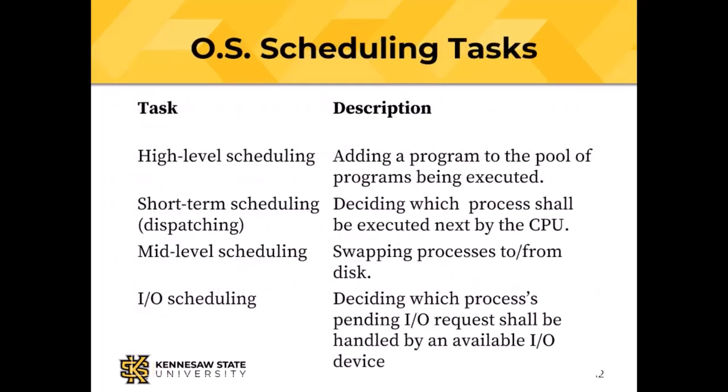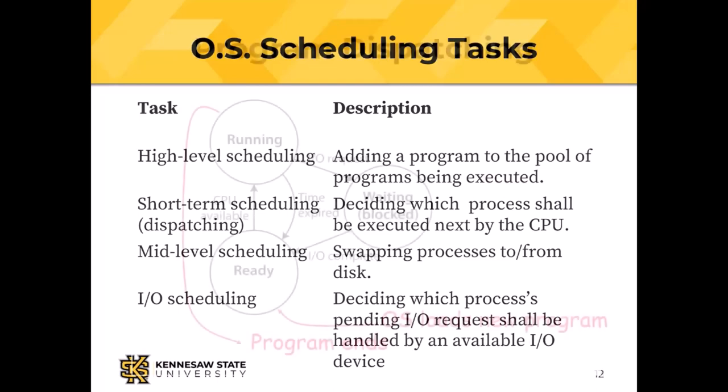The CPU runs a number of scheduling tasks. Actually, the CPU runs them all right, but it's the operating system that has these scheduling tasks. High-level scheduling is starting a new program. Short-term scheduling, deciding which process is going to run next. That's also called dispatching. Mid-level, moving processes to or from disk. I/O scheduling: remember that the CPU is six orders of magnitude, roughly a million times faster than a magnetic disk. And so we can afford to spend some CPU time trying to optimize the use of that disk.